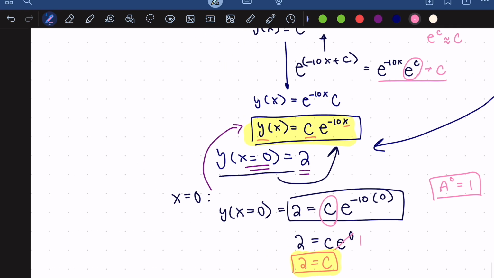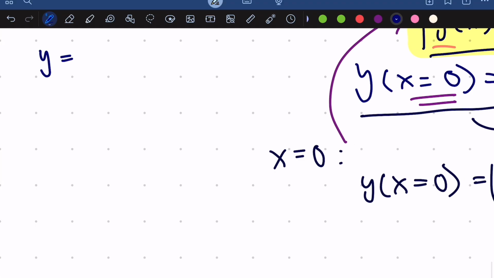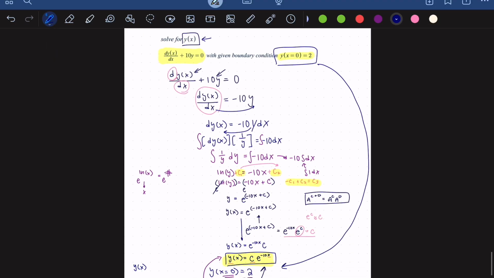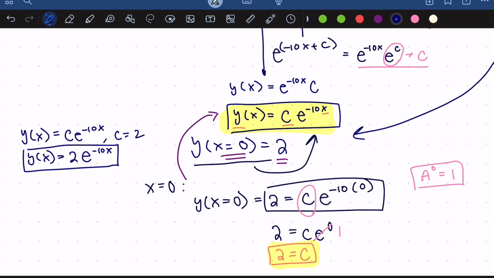So if we write out our solution all together, we get y of x. Once again, we're keeping the x, so it looks a little bit more similar to what was asked at the very beginning of our question, solve for y of x, equals c e to the negative 10x, comma, c equals 2. So y of x equals 2e to the negative 10x. And that is our solution.